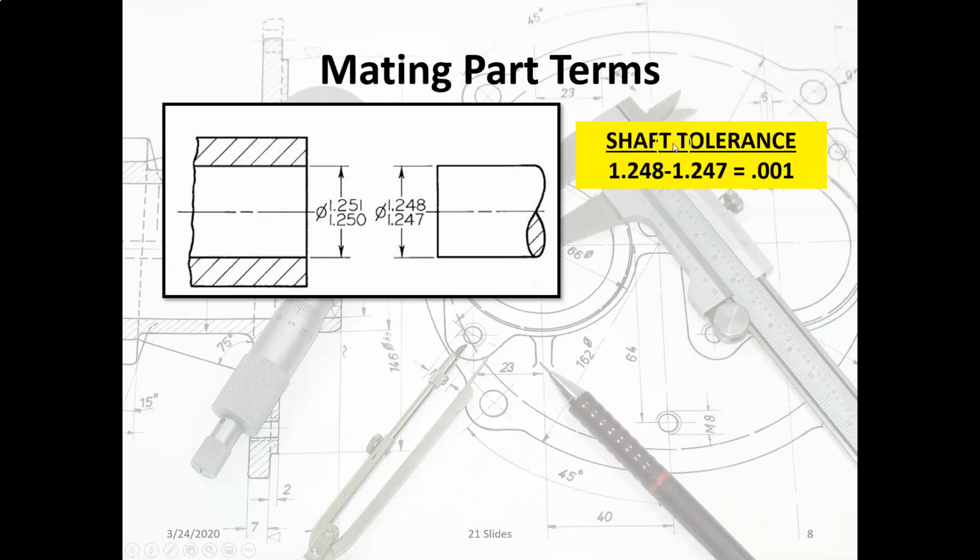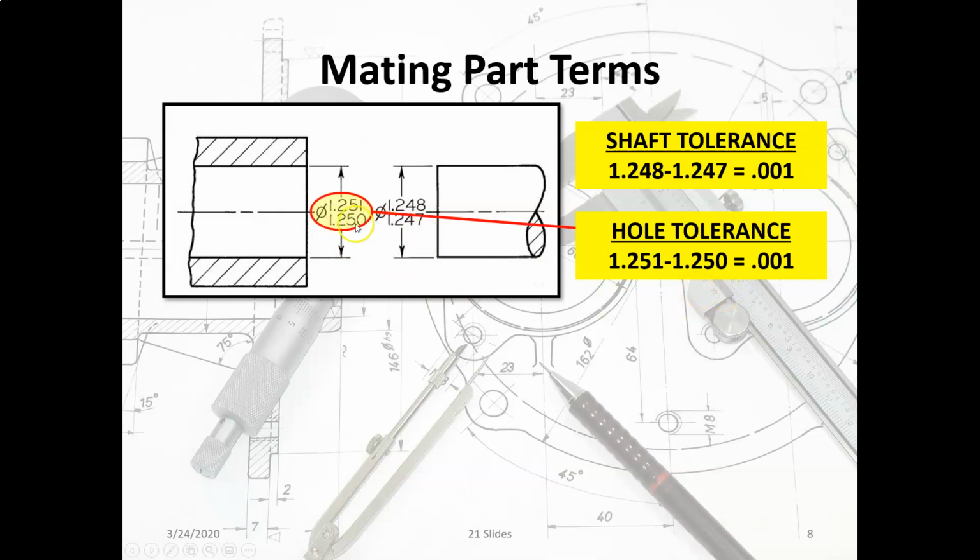And we can calculate the shaft tolerance. The shaft tolerance is 1.248 minus 1.247, which is 0.001, 1 thou. Okay. The hole tolerance, we can subtract these two numbers, and we also get a value of 1 thou. All right, so the shaft tolerance is equal to the hole tolerance, which equals 1 thou.